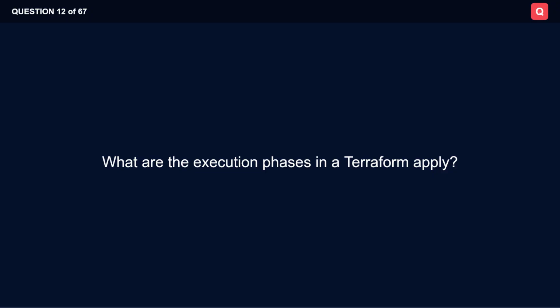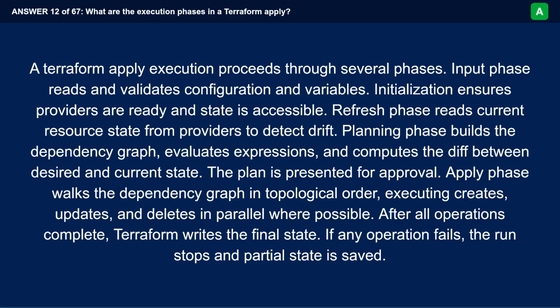What are the execution phases in a Terraform apply? A Terraform apply execution proceeds through several phases. Input phase reads and validates configuration and variables. Initialization ensures providers are ready and state is accessible. Refresh phase reads current resource state from providers to detect drift. Planning phase builds the dependency graph, evaluates expressions, and computes the diff between desired and current state.